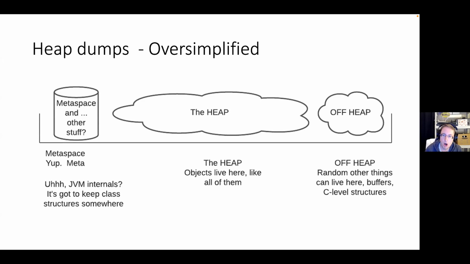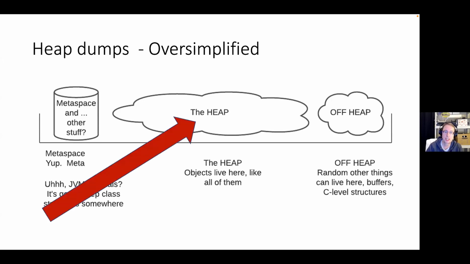Then there's also some off-heap space where other things can live, like buffers. If we're doing anything really intense, like talking to graphics cards, that might be off-heap. Anything that we wrote our own C files for is probably off-heap memory. But by and large, the most interesting part is the heap, and that's what we're actually going to go get.